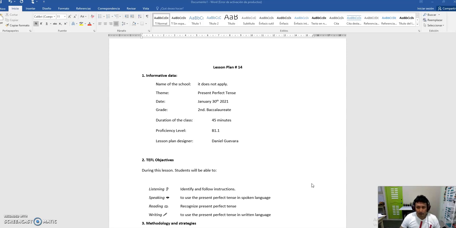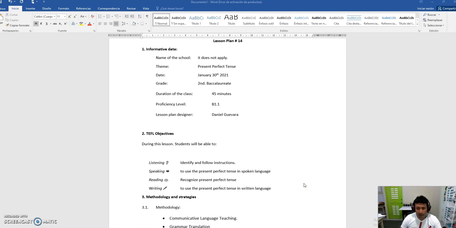The first step that I used to create my class was the informative data. It's about the information of the grade, the day, the theme, the duration of the class, and the proficiency level. The theme for this class is the present perfect tense for second baccalaureate, designed for 45 minutes, and the proficiency level is B1.1.